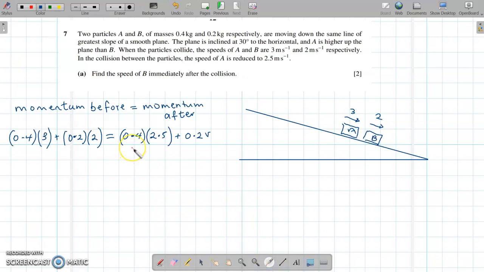Okay, so there you go. Momentum after is 0.4 times 2.5, that's A. The new speed is 2.5. And B, mass times velocity, 0.2 times V. We're going to calculate V. Now, if V ends up as negative, it means it's going in the other direction. But we know, common sense, that they're both going to be continuing the same direction.